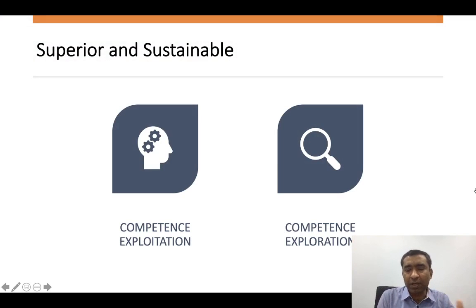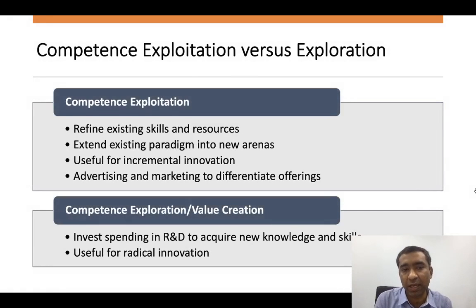When you have superior competencies, you have a lot of things to do with them. You can exploit more and more markets. You can have more customers with you. So superiority and sustainability will give you competency exploitation or competency exploration. So what are these? Competency exploration and competency exploitation.